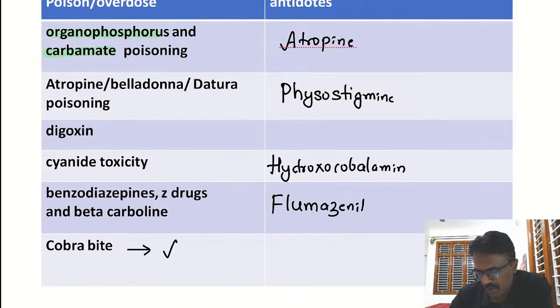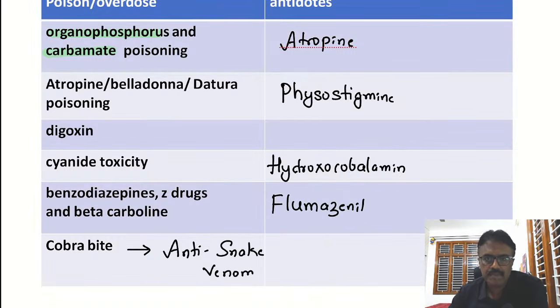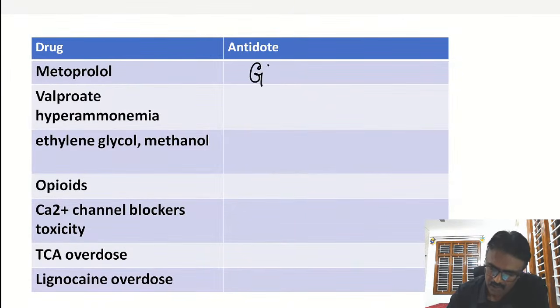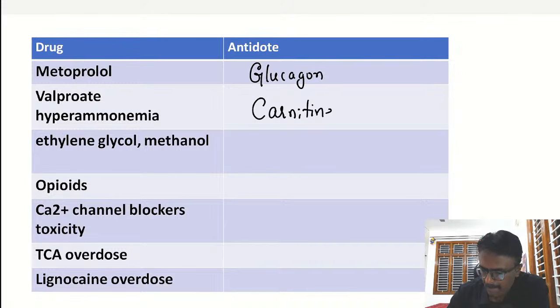For cobra bite, we use anti-snake venom. But why do you use neostigmine, pyridostigmine? They improve muscle weakness. Digoxin, let me write again, DigiBind. Metoprolol is a beta blocker, so we use glucagon. Sometimes when you give valproate, the ammonia level goes up, so the antidote will be carnitine. Ethylene glycol and methanol, huge tragedy. The antidote name is fomepizole.